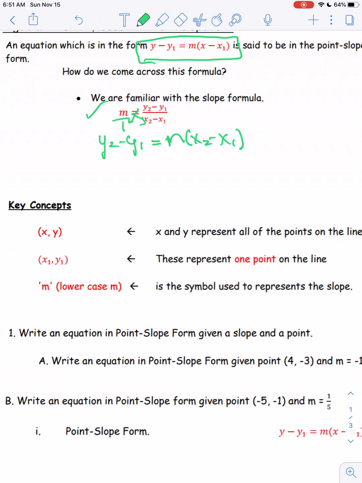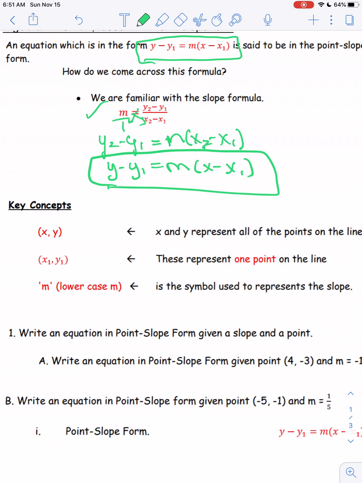And then we're going to say, hey, we only have 1 point, so we're going to get rid of the second point, the y sub 2 and the x sub 2. We're going to consider those our variables and just leave them as y. So we're going to say y minus y sub 1 equals m times, and we're going to get rid of this x sub 2 and just consider that x minus x sub 1. And there you have it. That's called the point-slope form.